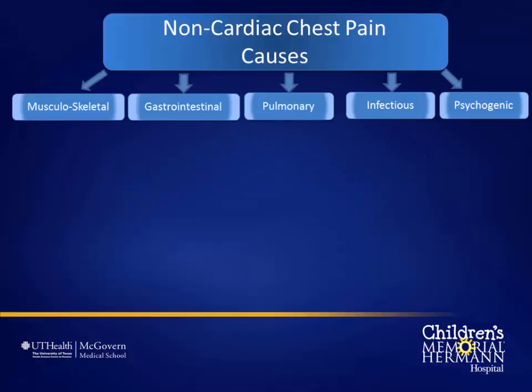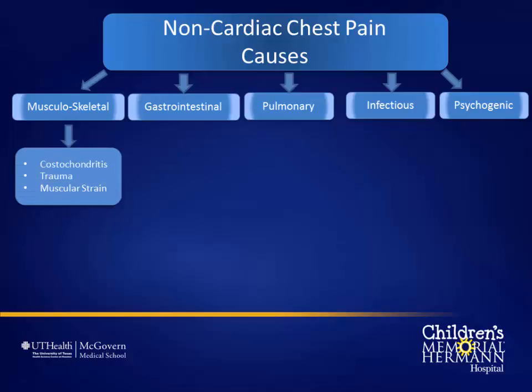Breaking down the causes of non-cardiac chest pain, the first one is going to be musculoskeletal etiologies, and they include costochondritis, which is the inflammation of the joints that join the ribs to the sternum, trauma, so any blows to the chest, and muscular strain, which is caused by overuse. This is not uncommon when we have a child who has recently started an exercise regimen when they were previously less active. The next one is gastrointestinal causes, which include gastrointestinal reflux and foreign bodies.